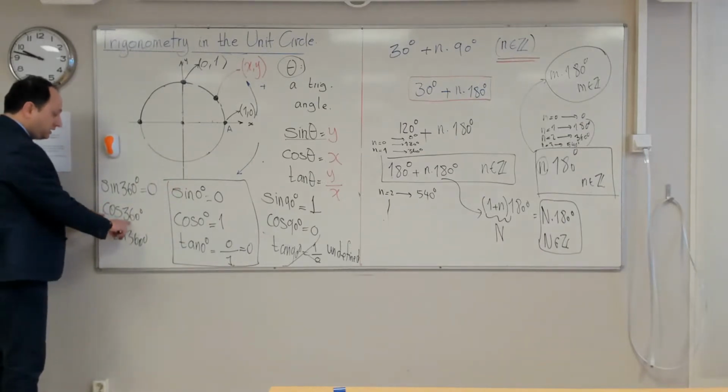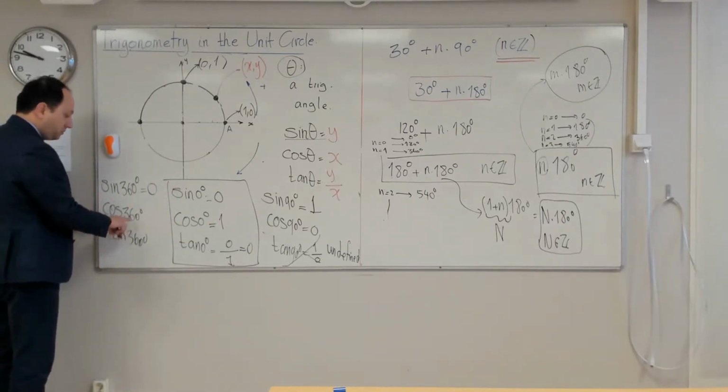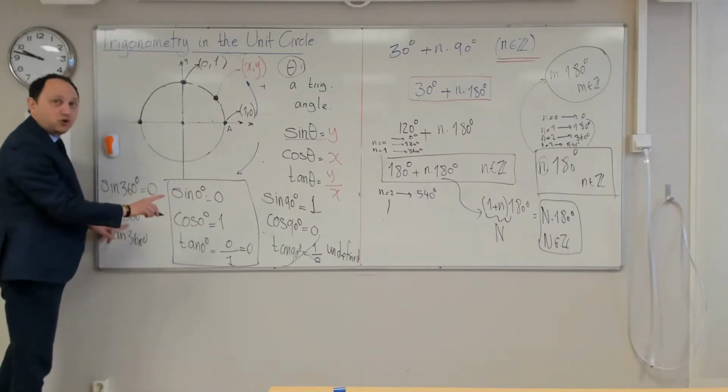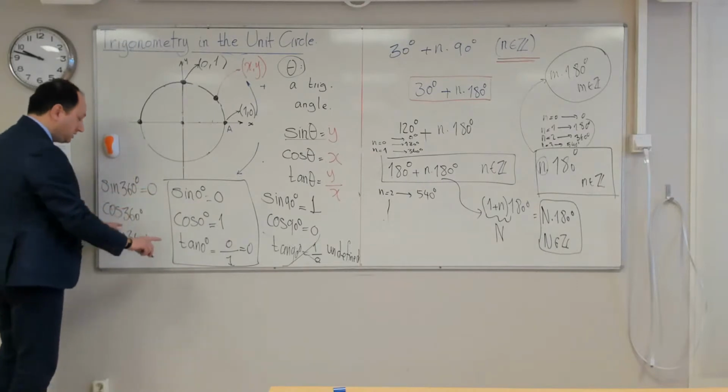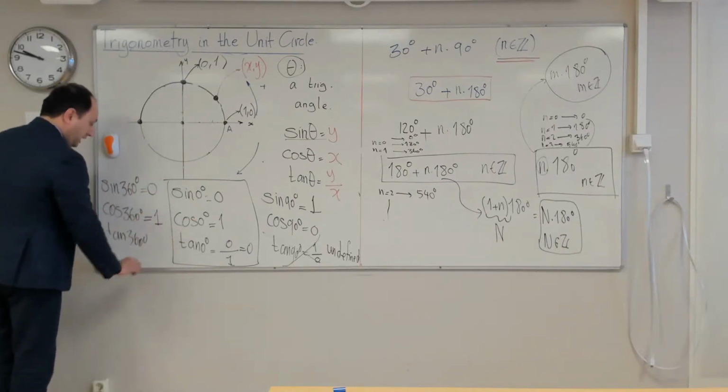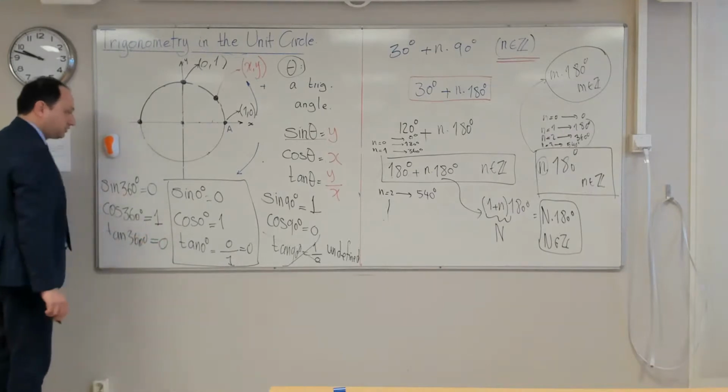And if I ask you what is the cosine of 360 degrees, because the end point of 360 and the end point of 0 are the same point, this becomes exactly equal to 1, and this also becomes exactly equal to 0.